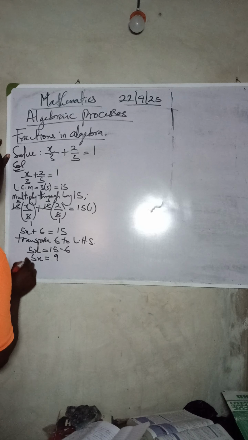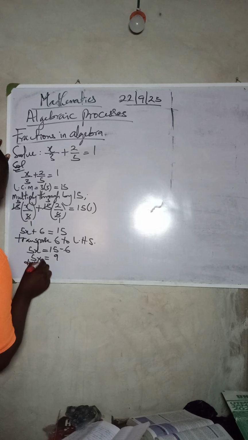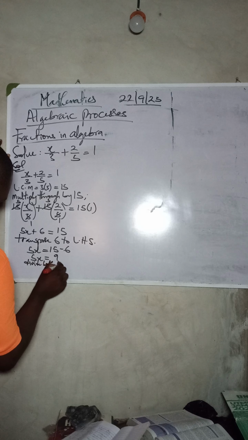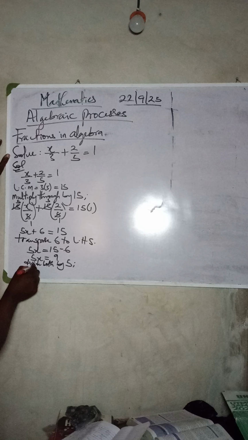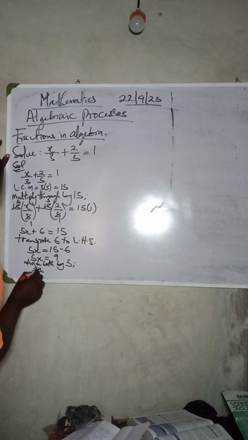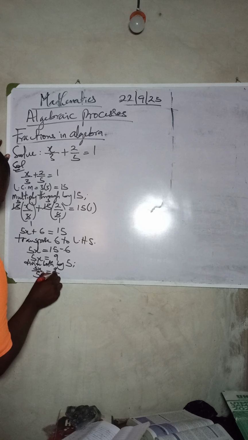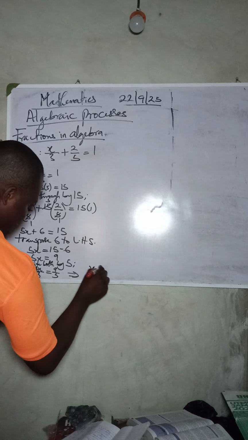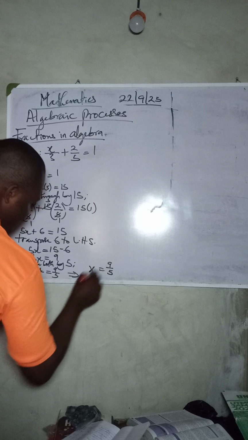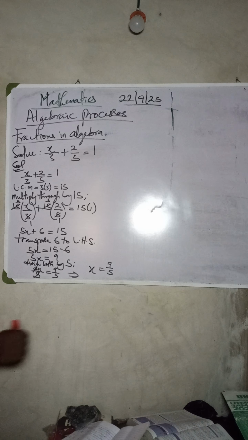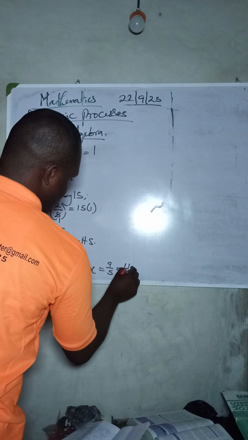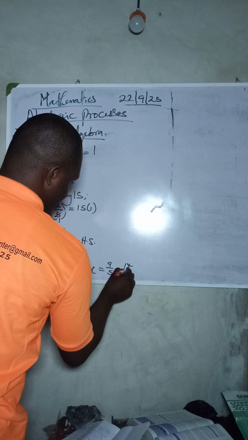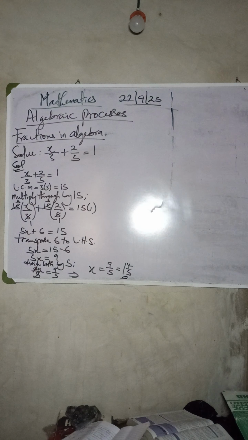So now divide both sides by 5 to eliminate that 5. 5x over 5 is equals to 9 over 5. This will take care of this. Now this implies that my x is equals to 9 over 5. And 9 over 5 is the same as one whole number, 4 over 5. Put it down.